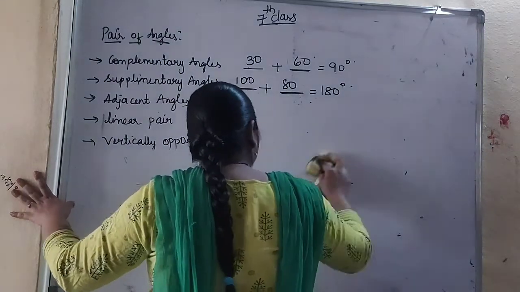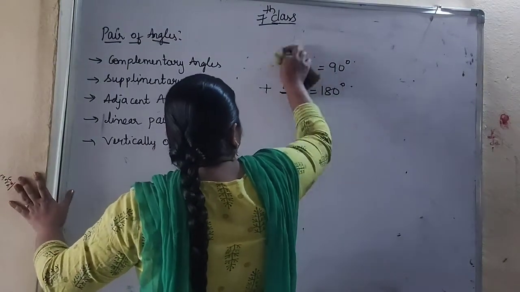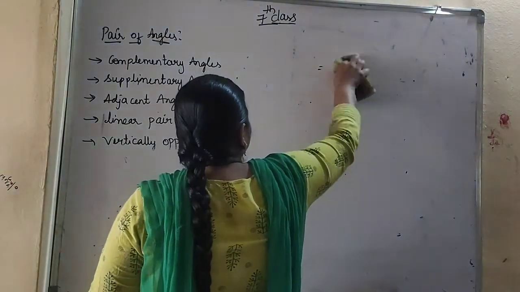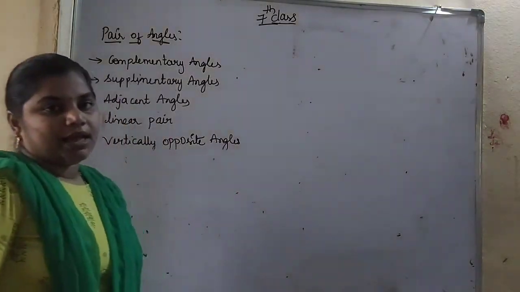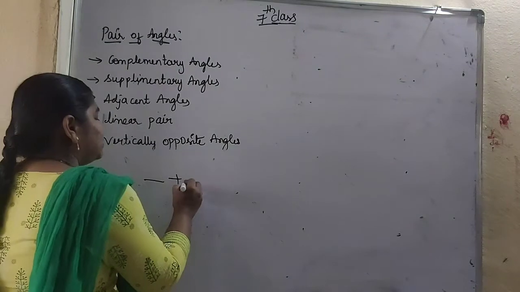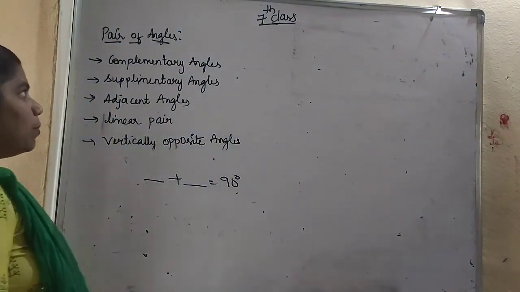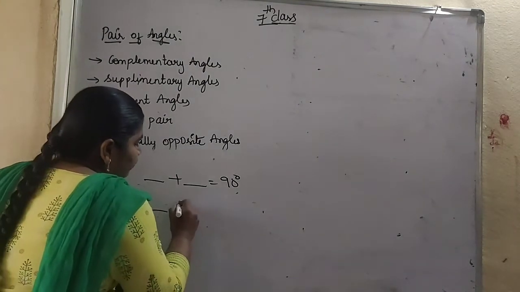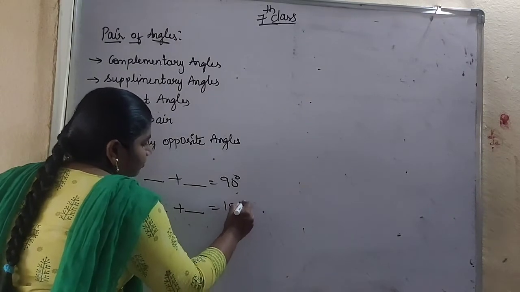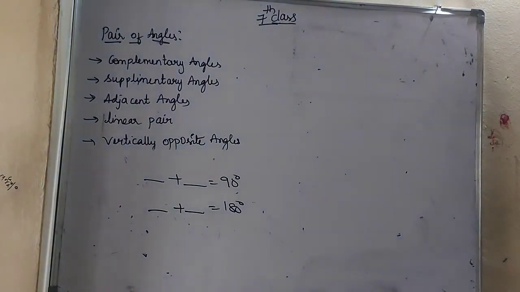So what do you mean by complementary angles? The sum of two angles should be equals to 90 degrees. Then only we will call it as complementary angles. If you are adding any two angles, that should be equals to 90. Next is supplementary angles. Supplementary means the sum of two angles should be equals to 180. Complementary means 90, supplementary means it should be equals to 180.